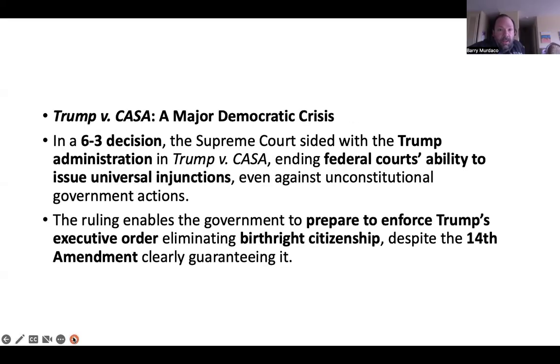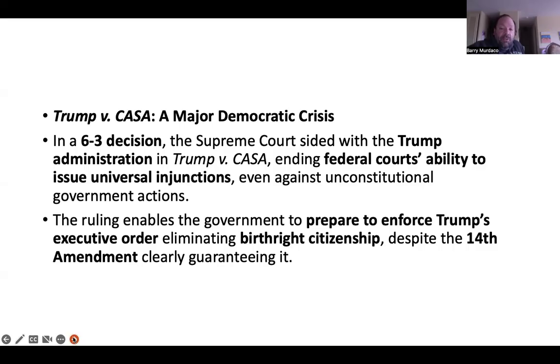Also, now again, this falls outside of the first 100 days. I'm going to start to move beyond that limitation and talk about other things. But a major Supreme Court case, which has recently been decided in June of last year, Trump v. Casa. So in a 6-3 decision, the Supreme Court sided with the Trump administration, ending federal court's ability to issue universal injunctions, even against unconstitutional government actions.